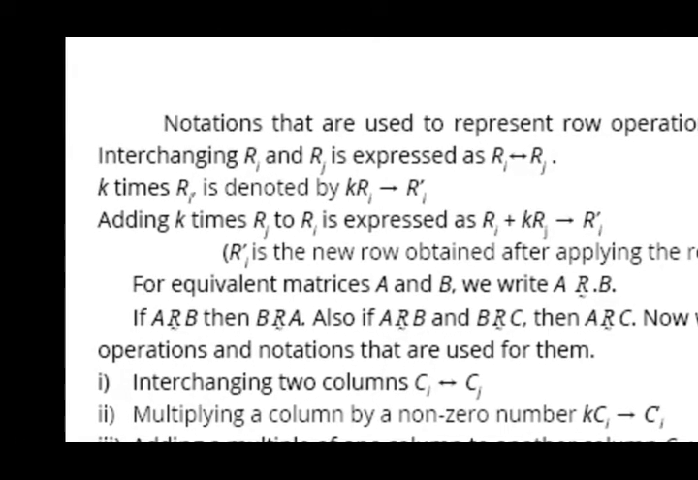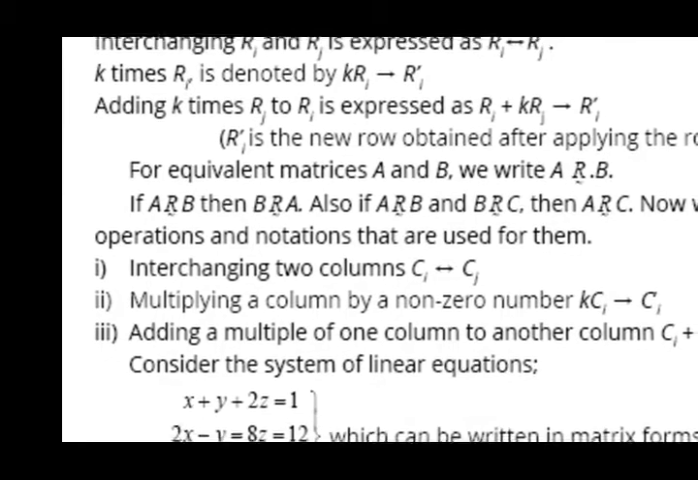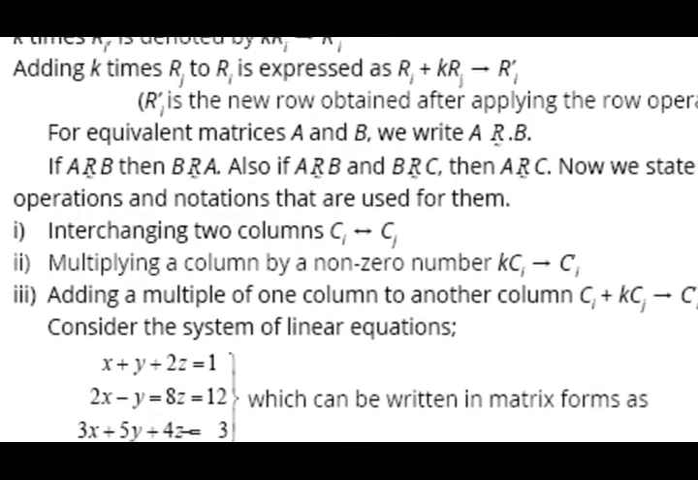The notation we use when we interchange rows is expressed as Ri interchanged with Rj. When we multiply any row by a number k, it is denoted by kR, and the new row is R dash. Adding k times Rj to Ri is expressed when we add a row to another row after multiplying it by any number, and we write it like that. The same process applies to columns.